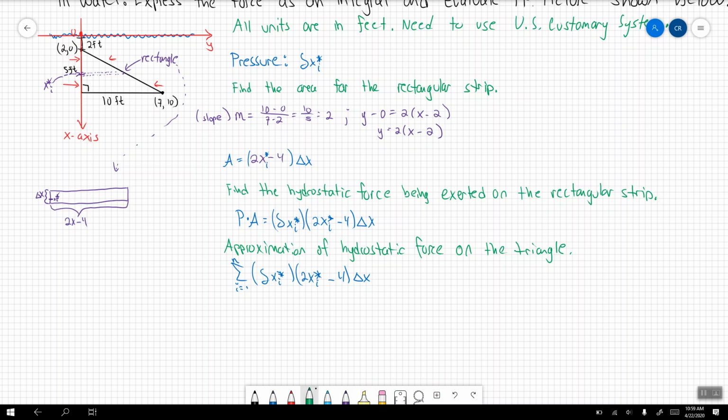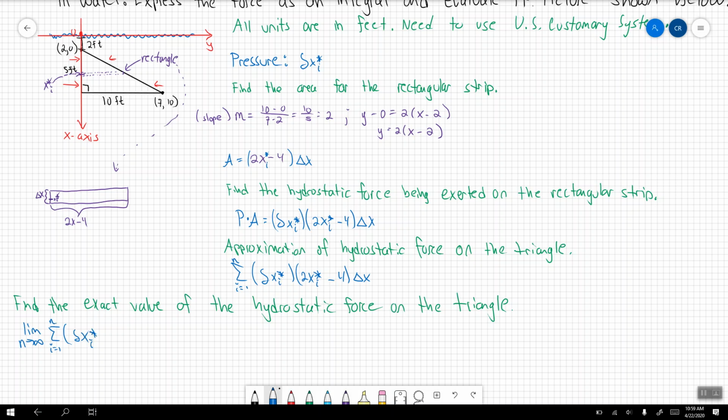All right. So I'm going to now say find the exact value of the hydrostatic force on the triangle. And this is the last piece that we need to do. So to find this exact value, then we're just going to take an infinite amount of these subdivisions and work with that. X sub I star multiplied by 2x sub I star minus 4 multiplied by delta x.